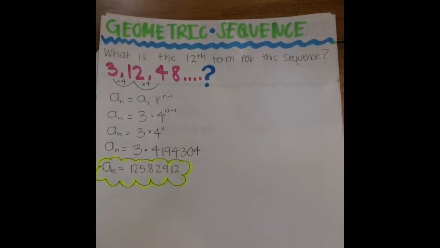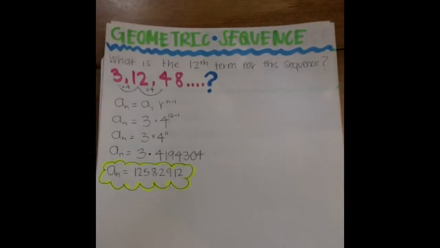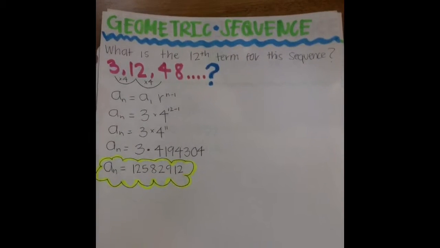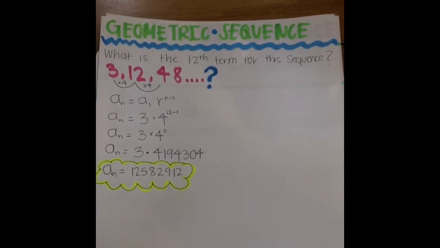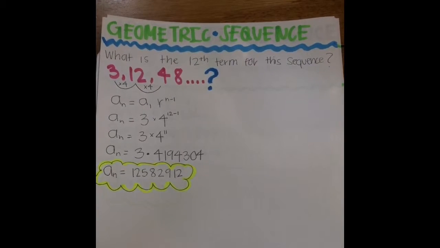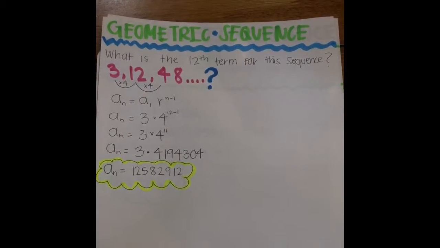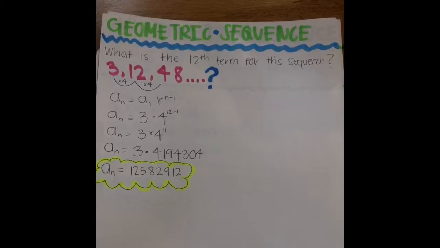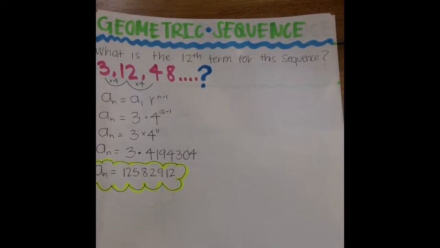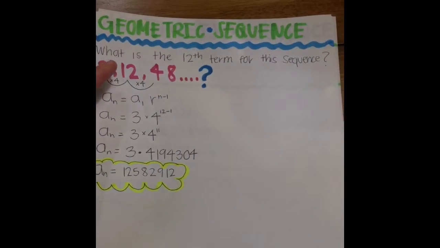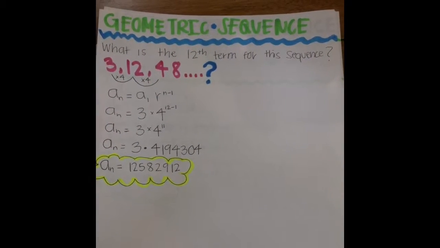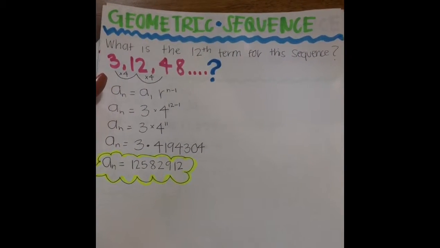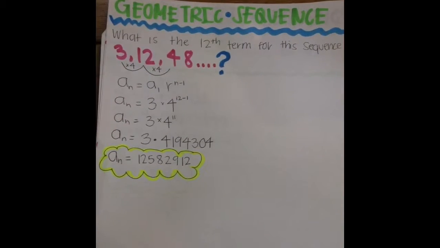So here we have geometric sequence, and what we're going to do is find the 12th term for this sequence of 3, 12, and 48. So basically what geometric sequence is, and what makes it different from arithmetic sequence, is that geometric is when you are multiplying numbers. So here you have 3 times 4, which equals 12, and then 12 times 4, which equals 48. So you have a sub n equals a sub 1 r to the n minus 1.